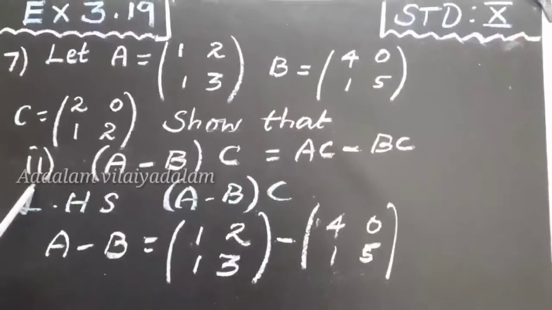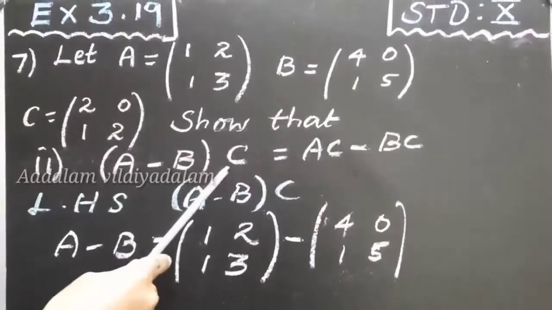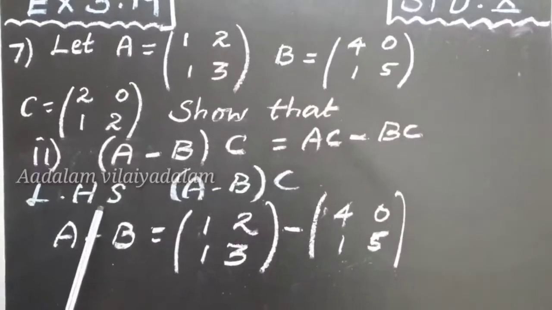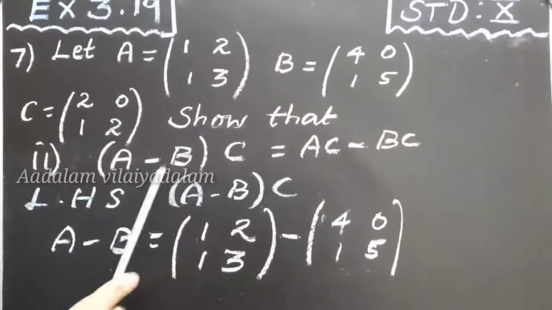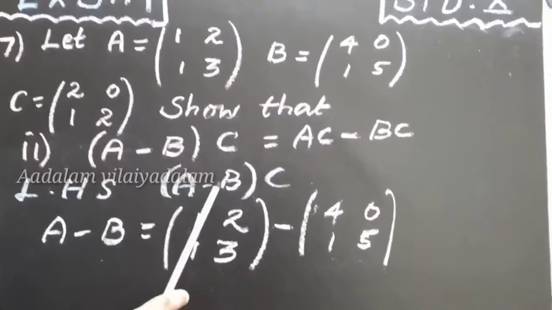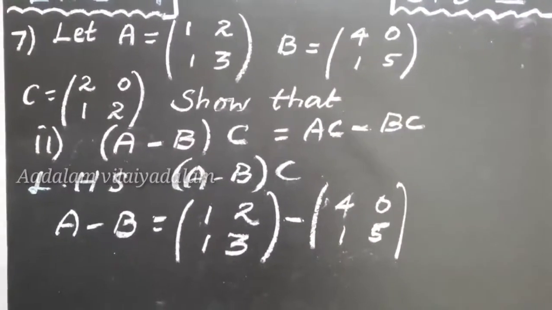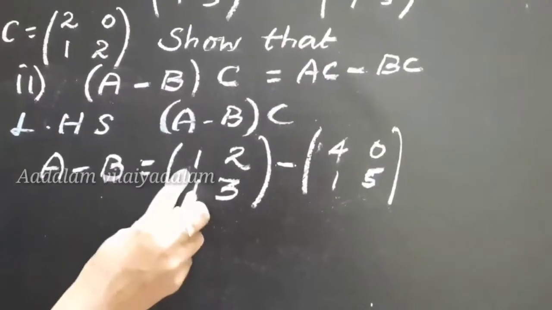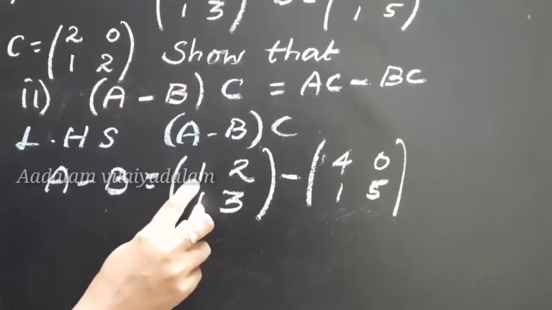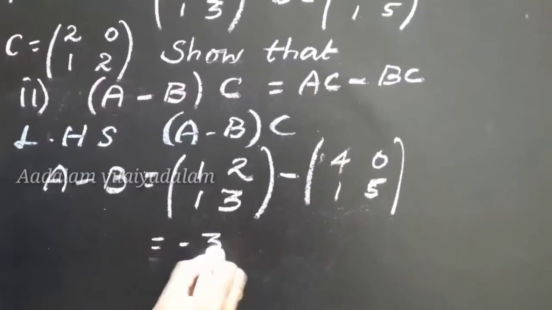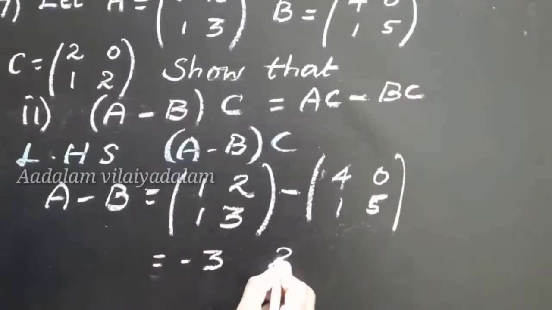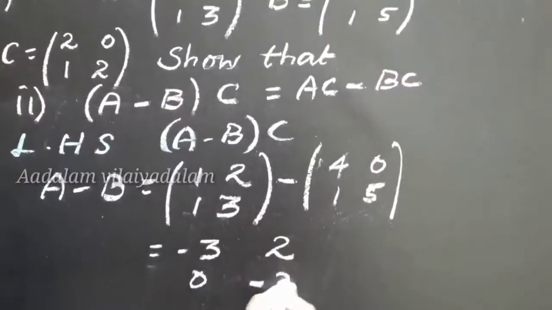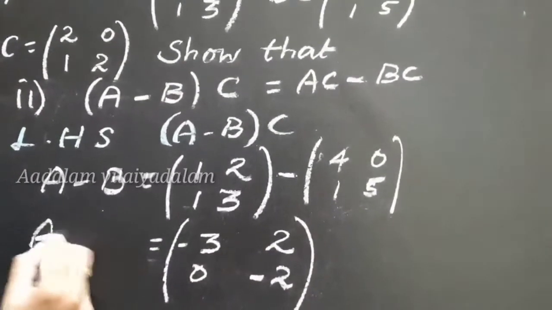Seventh question, second one, (A minus B) into C is equal to AC minus BC. So first take the LHS value, (A minus B) into C. First complete A minus B, then multiply A minus B into C. So A minus B, so this is A matrix minus B matrix. In addition and subtraction, we consider the corresponding elements. The first elements, that is 1 minus 4, the answer is minus 3. 2 minus 0, 2. 1 minus 1, 0. 3 minus 5, minus 2. So this is A minus B value.